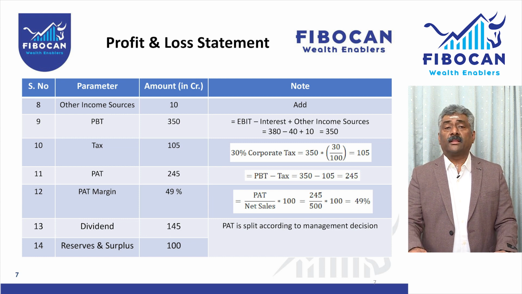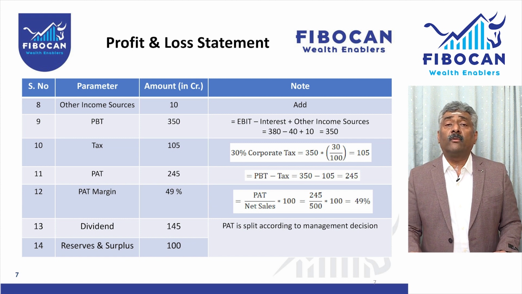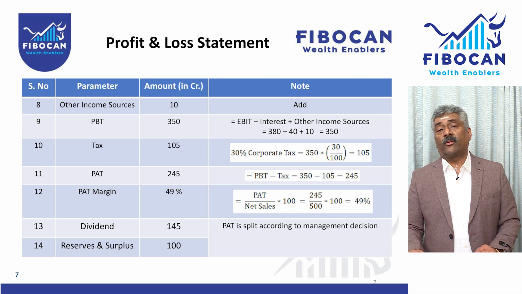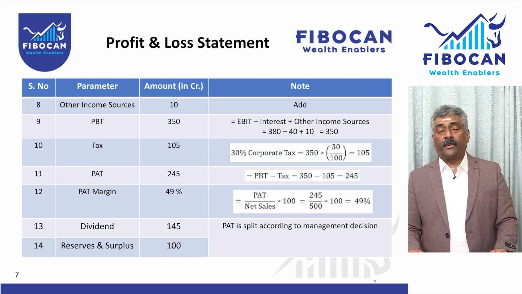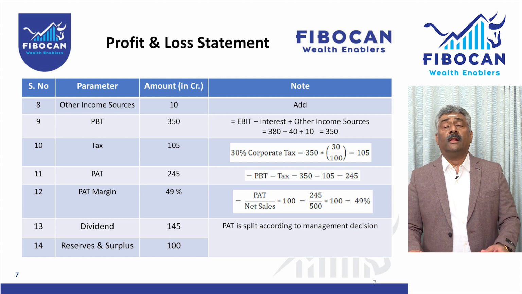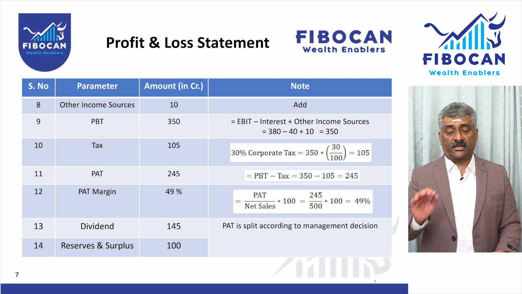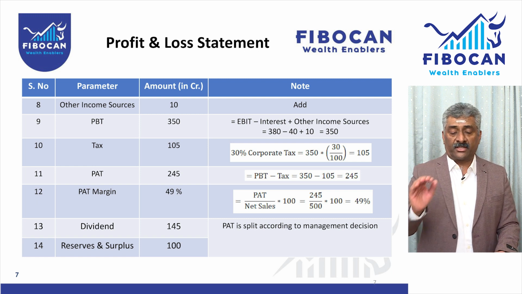So once you add other income and deduct interest from EBIT, what you get is PBT. What is PBT? Profit before tax. So at this stage, we have accounted for the depreciation and all the expenses in manufacturing, and we have paid the interest also. So this amount is before tax. Tax is paid on this amount.